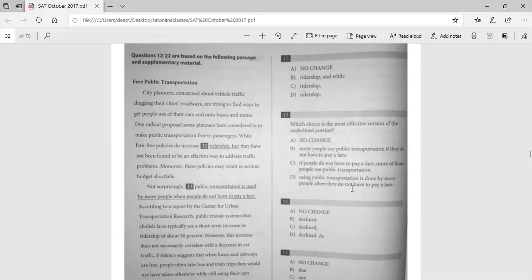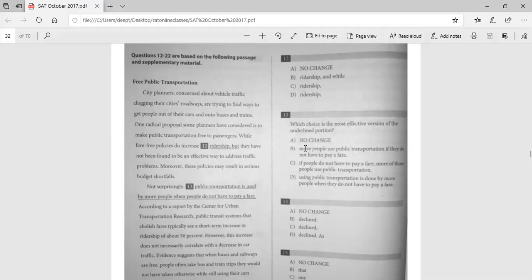like the transition or the usage of word or redundancy. Lots of other problems can be there. Yes, let's see. Not surprisingly, public transportation is used by more people when people do not have to pay a fare. Okay, sounds fine until now. So if you don't find an error, move to the next part, then compare. Let's compare with this one.